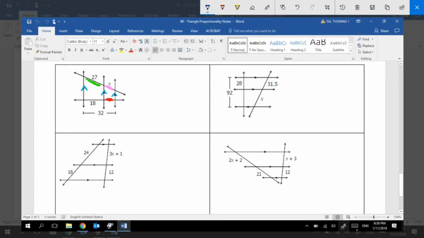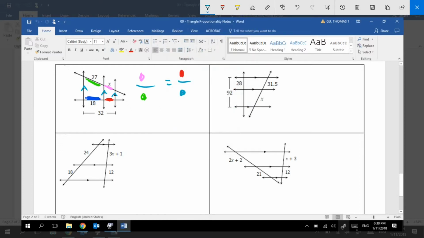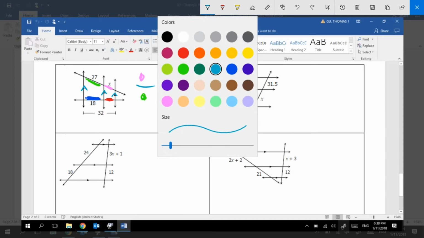Over blue. Okay. So my proportion is going to be the pink over the green equals what color? Red. That's right. Over what color do you think? Oh, there's only one more color left. The blue. Okay, there it is. Bam. So now I'm just going to plug it in.